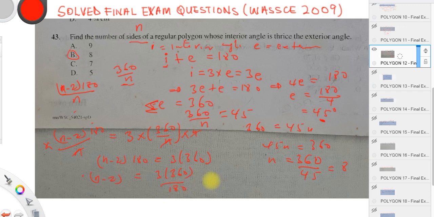This is very simple. 180 goes into 360 two times, so we have 3 times 2. So n minus 2 is 3 times 2, which is 6. This implies n is equal to 6 plus 2, which is equal to 8. This is very interesting; it is just a matter of understanding.